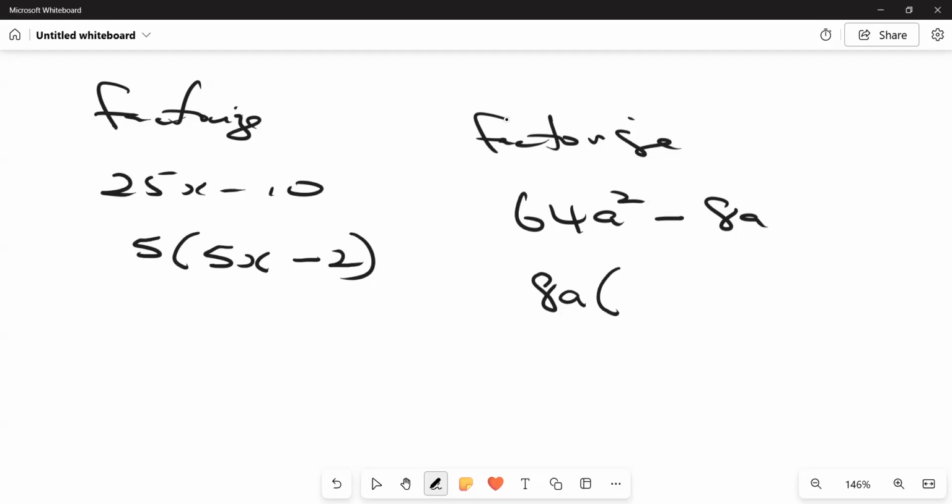So 64a squared divided by 8a will be 8a, because you multiply, then you get back that. Minus 8a divided by 8a gives you 1. And that's it. Get it?